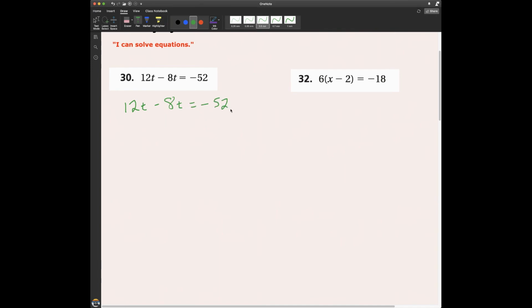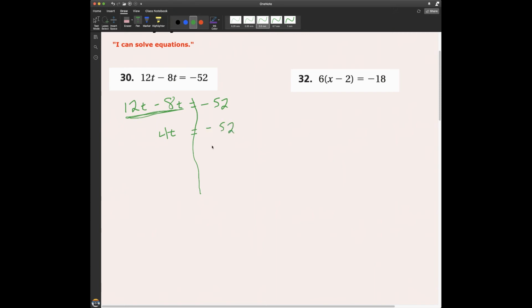So I wrote down the first equation: 12t minus 8t equals negative 52. The first thing I notice is, is this expression on the left-hand side in simplest form? The answer is no, because there are like terms. Since there are like terms, I should combine them before I do anything else. So 12t minus 8t is 4t, and that equals negative 52.